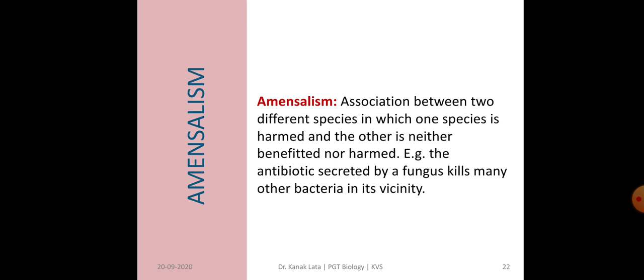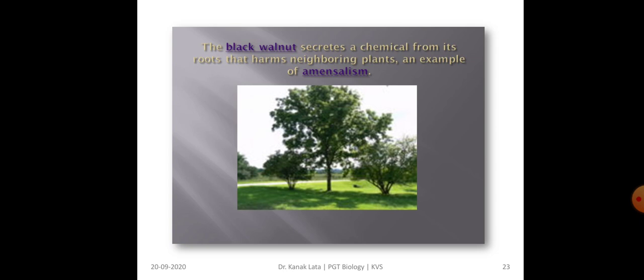Now another interaction is amensalism. It is an interaction between two different species in which one species is harmed and the other is neither benefited nor harmed. For example, the antibiotic secreted by fungus kills many other bacteria present around them. So here the fungus is not harmed nor benefited, but bacteria is harmed. In the given figure, you may visualize another example of amensalism. The black walnut secretes chemicals from its roots that harm neighboring plants, an example of amensalism.